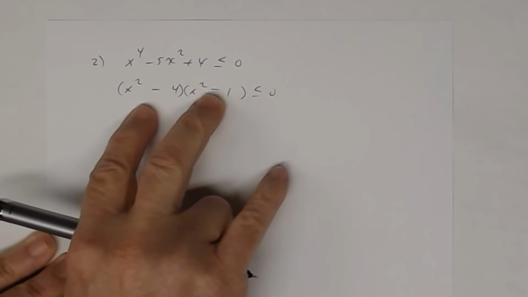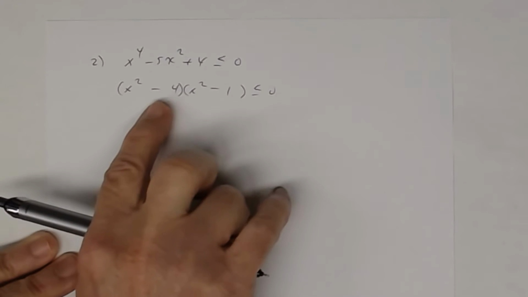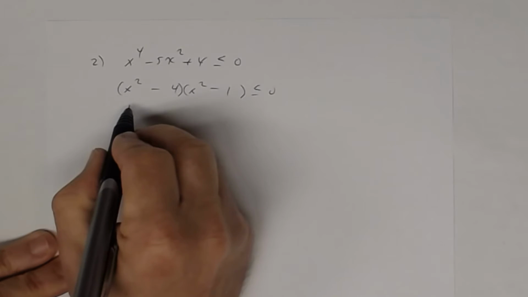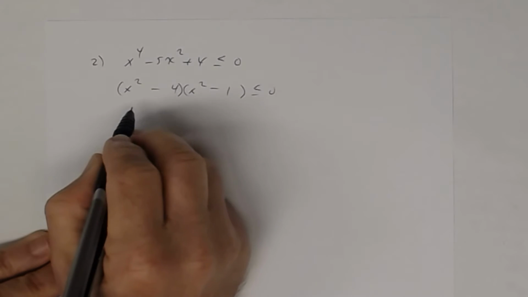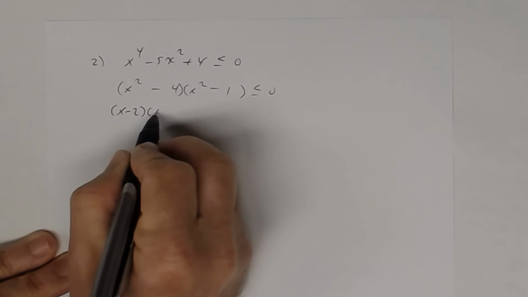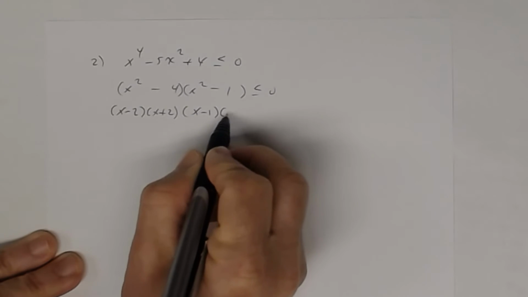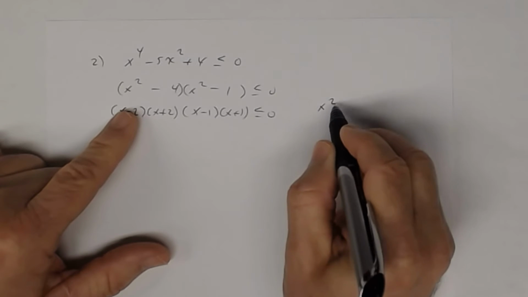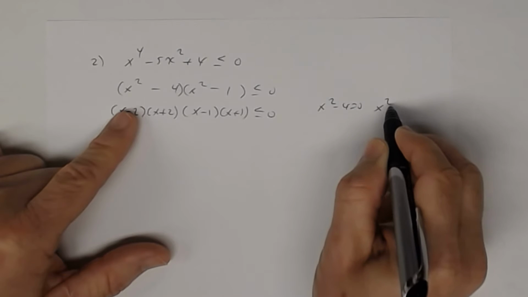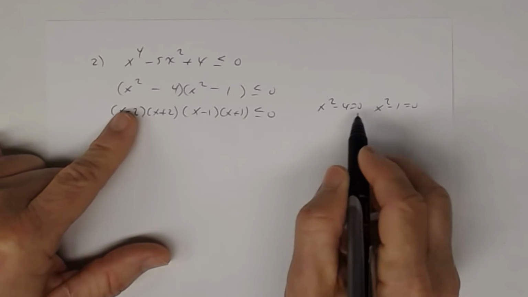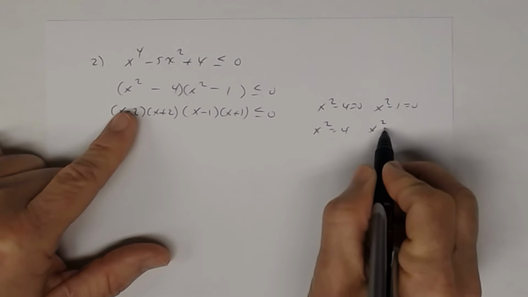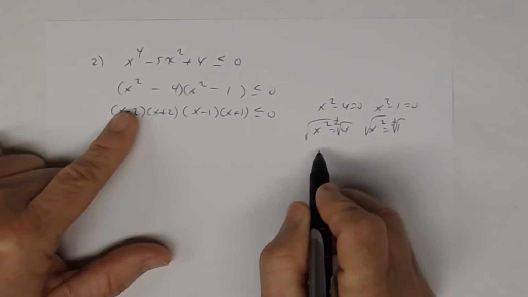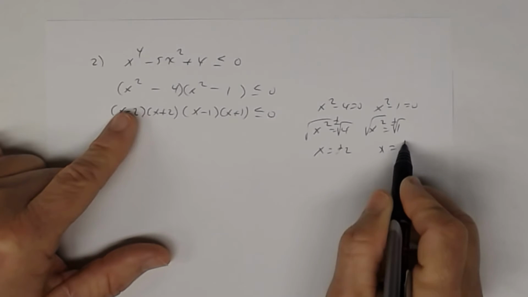What most of you are probably going to do is set each of those equal to 0. But you could have gone further, because that is still the difference of two squares: x minus 2, x plus 2, x minus 1, x plus 1. And don't forget to say less than or equal to 0. But again, you could have said x squared minus 4 equals 0, x squared minus 1 equals 0, and then used the square root property. So x squared equals 4, x squared equals 1, and then take the square root of both sides. Don't forget plus or minus, just like you did before. And so you get x to be plus or minus 2, x to be plus or minus 1.